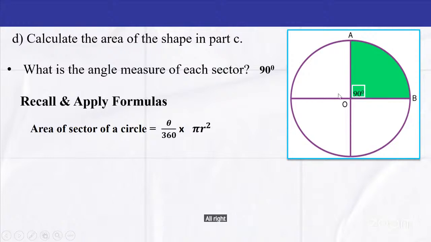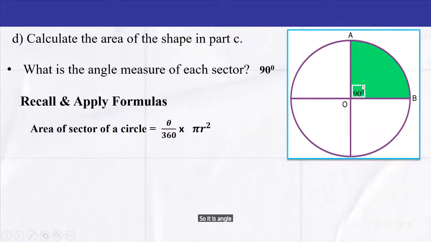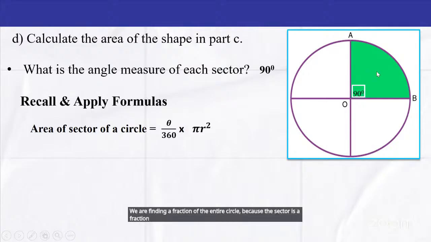All right, the sector is a part of the circle. Remember, the sector is inside the circle. So it's a part of the circle inside the circle. And because it's a portion of the circle, we use pi r squared, because inside the circle is pi r squared. So this angle over 360 is a fraction of the entire circle. So we are finding a fraction. That's why we have angle over 360. We are finding a fraction of the entire circle because the sector is a fraction of the entire circle.